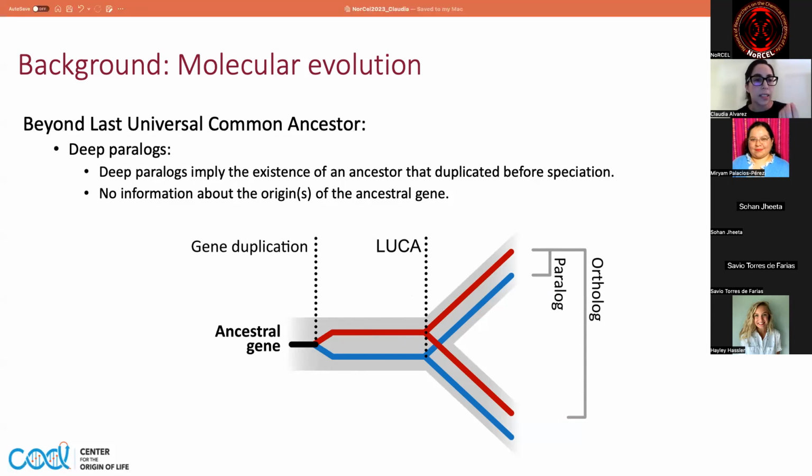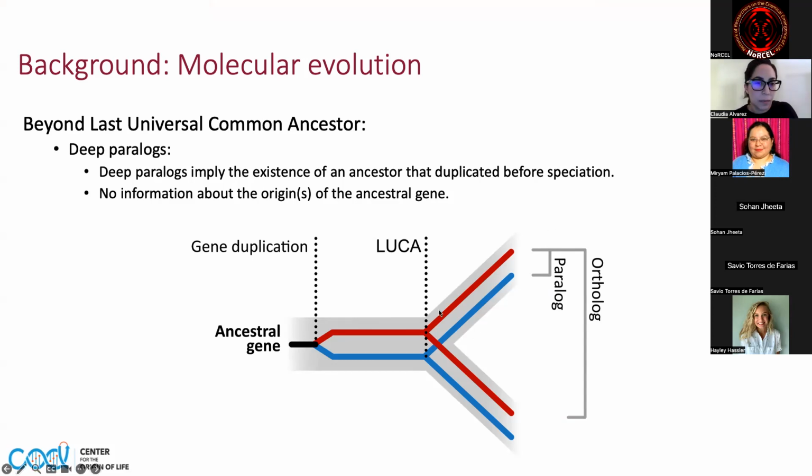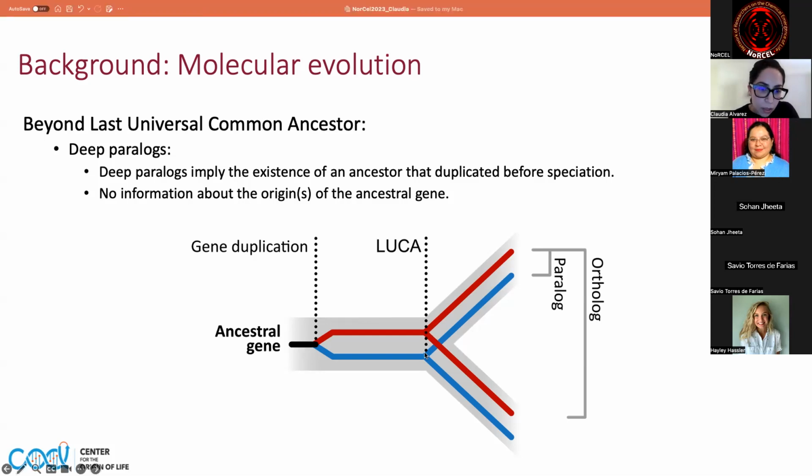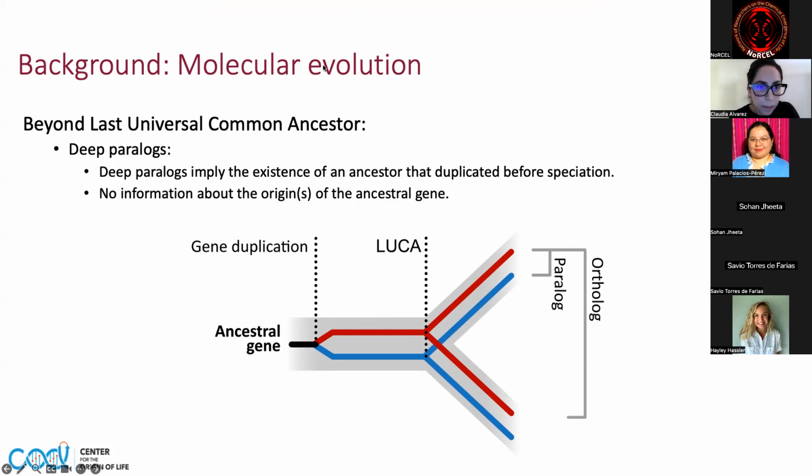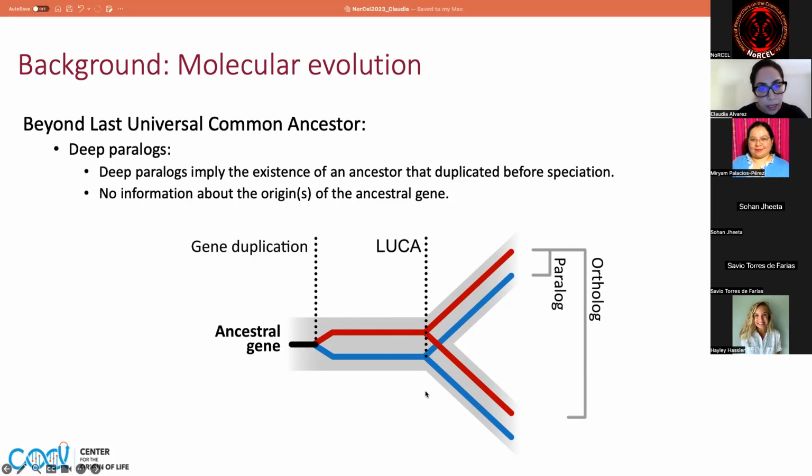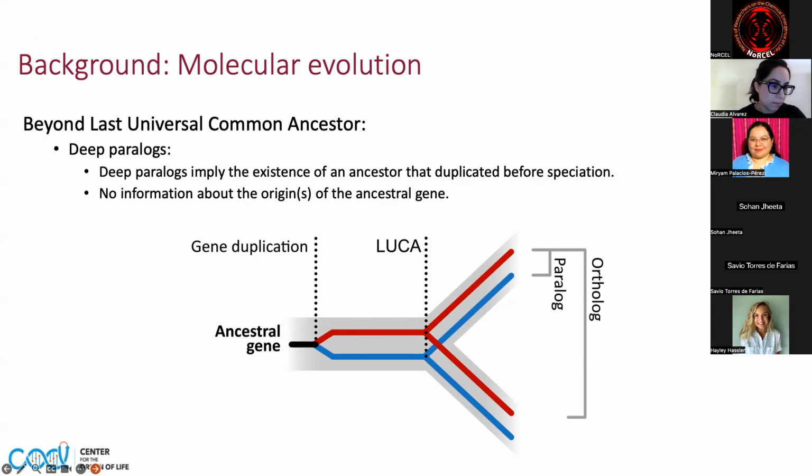If something exists and we make a copy, we can infer that the copy was made before the two molecules are present. That's what is represented here. If we have a duplication event like this, we can infer that there was an ancestor before the duplication event.